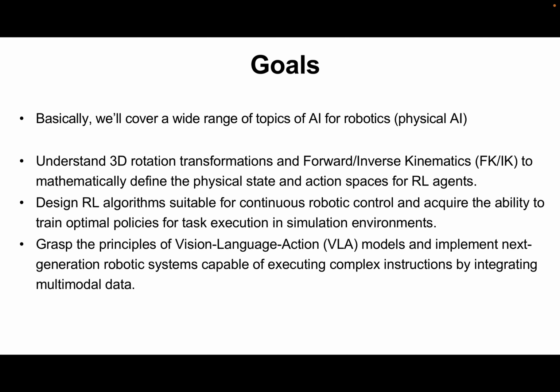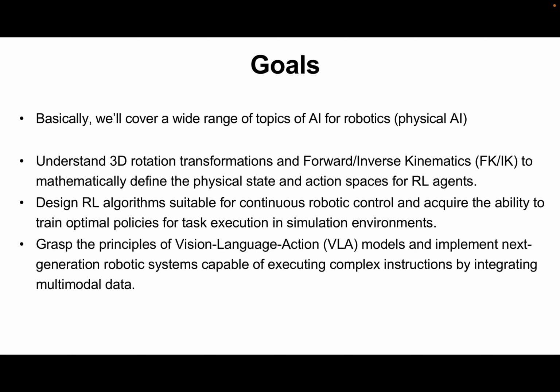And these are some summarized goals of this course. So basically we will cover a wide range of topics of AI for robotics, which is called physical AI these days. And there are three goals. The first one is understanding 3D rotation, transformations, and forward and inverse kinematics, in short FK and IK, to mathematically define the physical state and action spaces for RL agents.